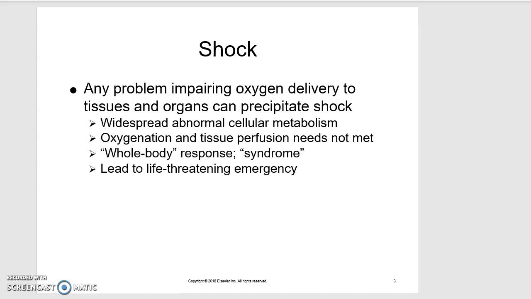Any problem that impairs perfusion and gas exchange to tissues and organs can start the syndrome of shock and lead to a life-threatening emergency. Shock is often the result of cardiovascular problems. It can be classified as hypovolemic shock, cardiogenic shock, distributive shock, and obstructive shock, and we'll talk about each of those different types. Most signs and symptoms of shock are similar, regardless of what starts the process or which tissues are affected first. It is considered a whole body response or syndrome and a life-threatening emergency.